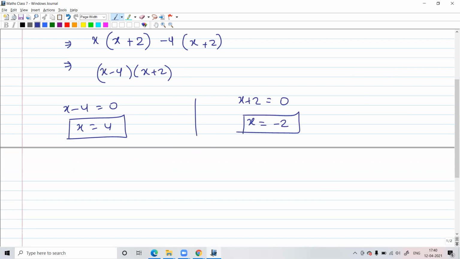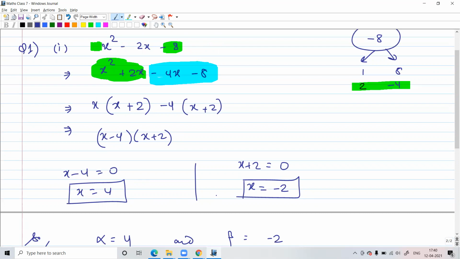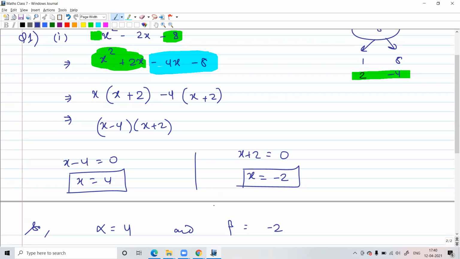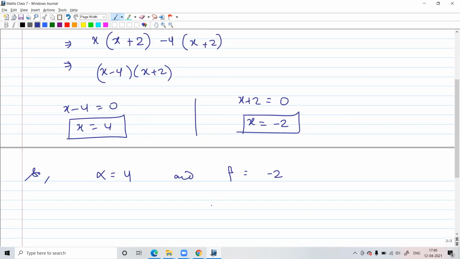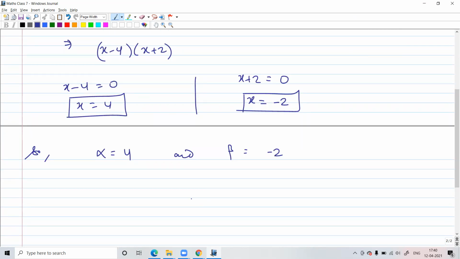So what is my alpha and beta? I can take alpha as 4 and beta as minus 2. Is it clear? Ritesh? Yes, sir. So do you want me to go through the verification part, or you'll be able to do that? Sir, verification is clear, right? Okay. Yes, sir. Okay, fine.